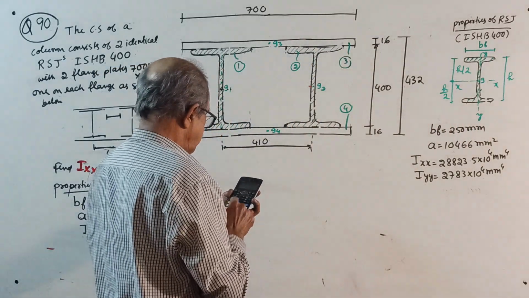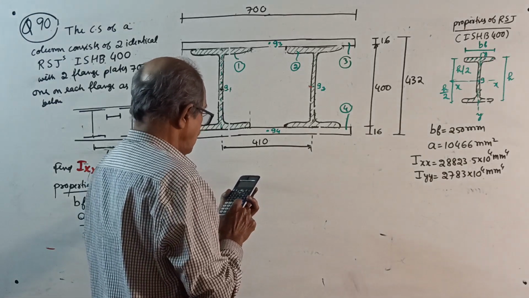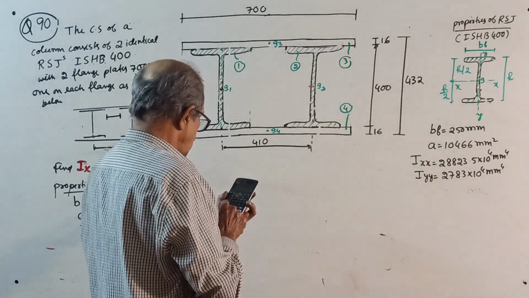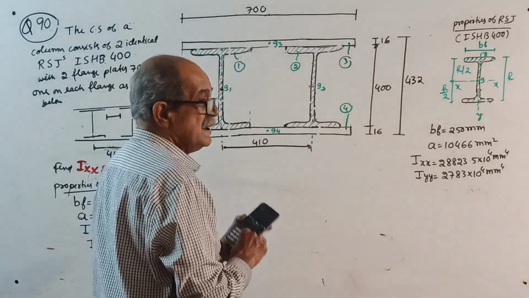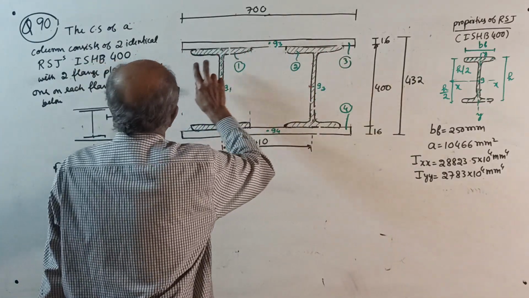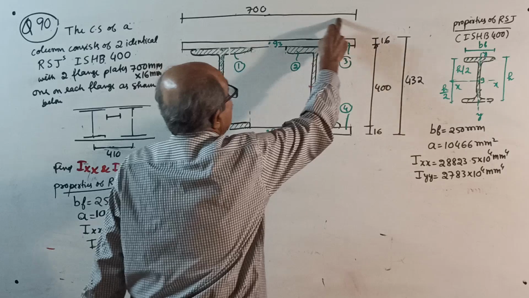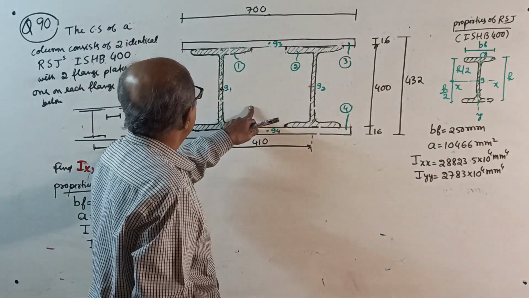410 plus 250 is 660. So the plate will come slightly outside. How much outside? Not required. It is 700 by 16.